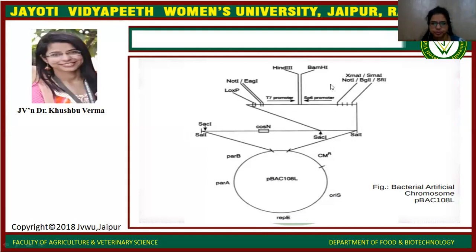And loxP, NotI, and HindIII, BamHI. These are the T7 promoter and SP6 promoter. This is EcoRI, SmaI, NotI, BglI and SfiI cloning restriction sites, which are present for the specific respective restriction enzymes. So this is the basic structure of a bacterial artificial chromosome.